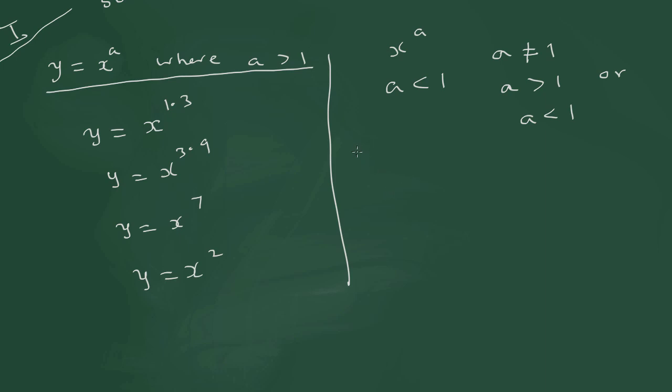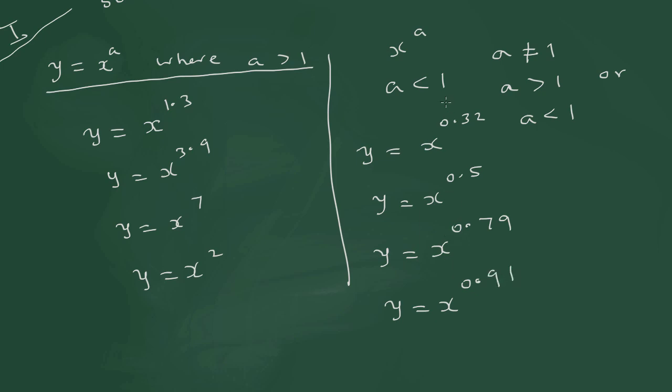Okay, I am going to plot anything that can look like y equal to x to the power of 0.32, y equal to x to the power of 0.5, y equal to x to the power of 0.79, y equal to x to the power of 0.91. So these are the cases.